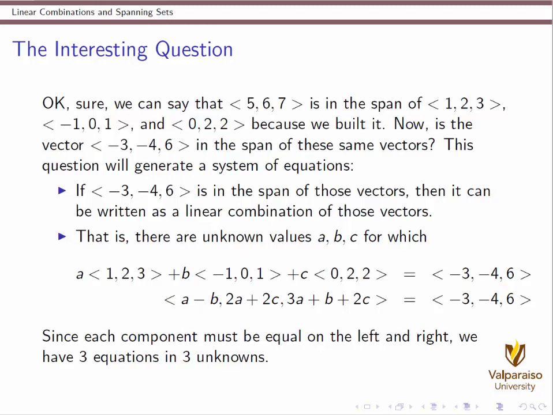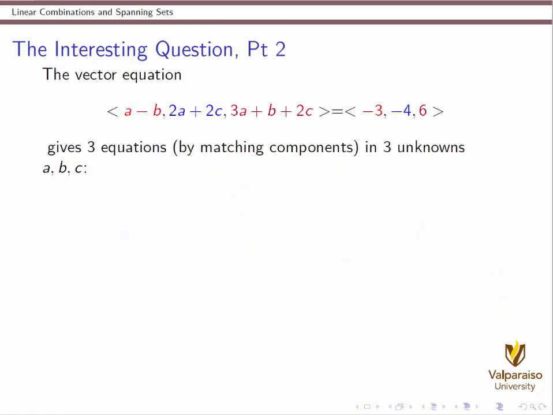And so matching components, we get 3 equations and 3 unknowns. So the first component is A minus B. It has to produce that -3. The 2A plus 2C has to produce the -4, and then same thing for the third component. And so there is our system of 3 equations and 3 unknowns.